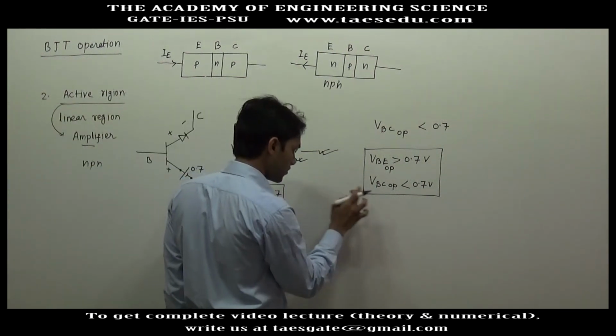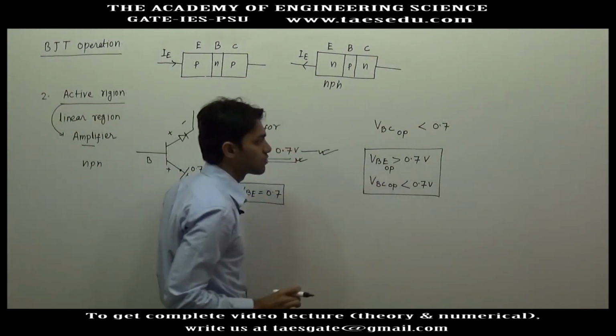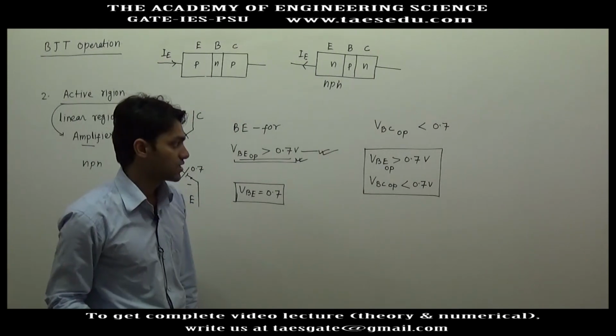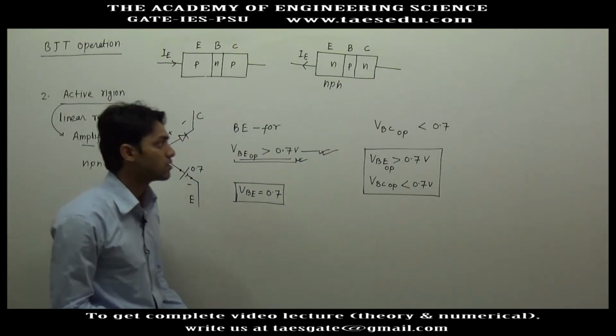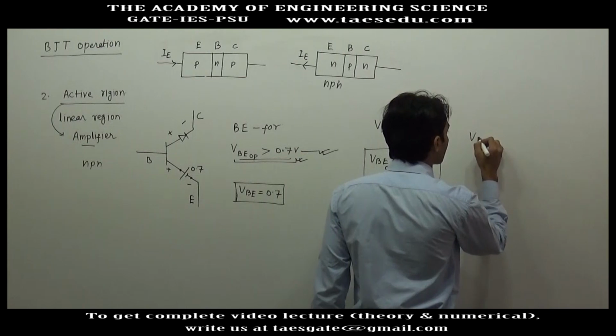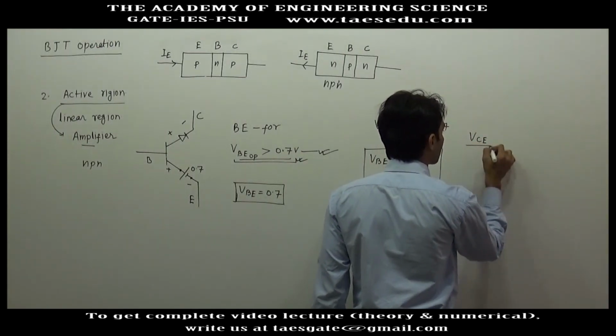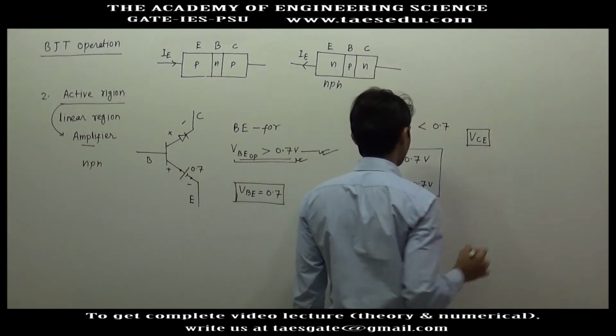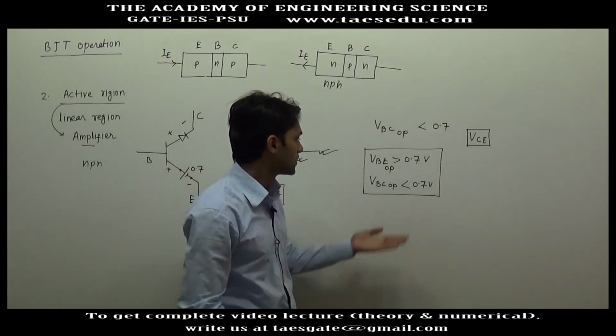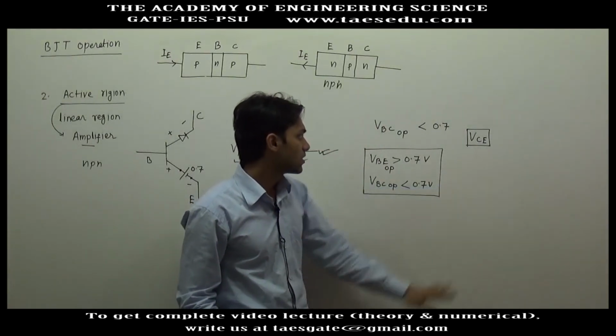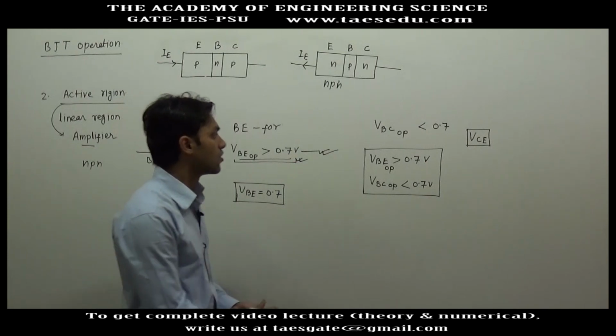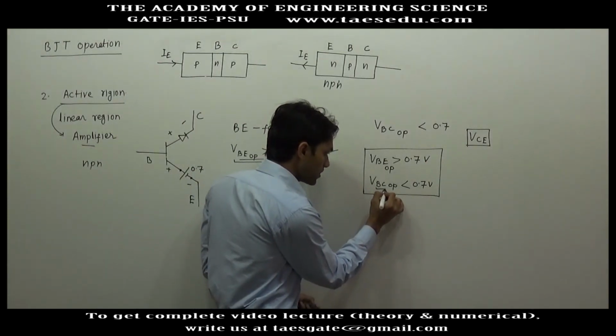But when you solve questions, we often have to derive the condition, or we have to know the condition, in terms of the collector emitter voltage. So now we have to get this condition in terms of collector emitter voltage, not in terms of collector base voltage.